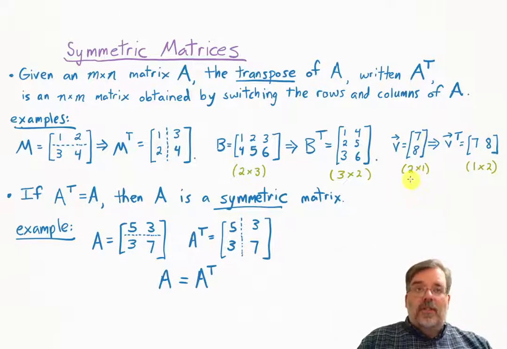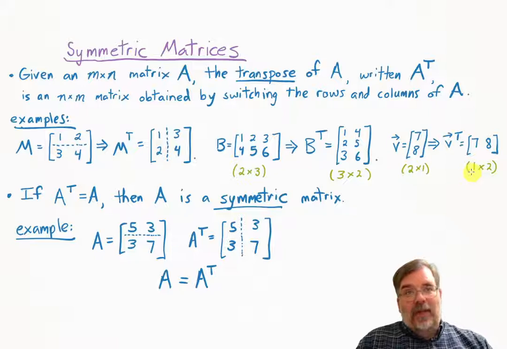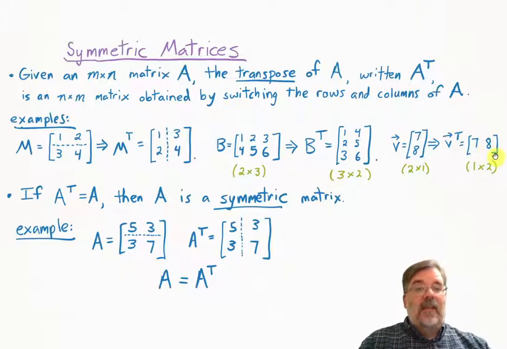Finally, you can also consider the transpose of a vector. You can think of a vector as a something by one matrix. So for instance, here I have the vector 7, 8, which I can think of as a 2 by 1 matrix. The transpose of that vector, think of as a 1 by 2 matrix, 7, 8, but going horizontally instead of vertically.